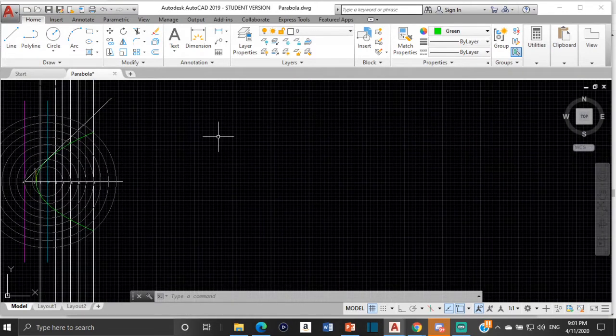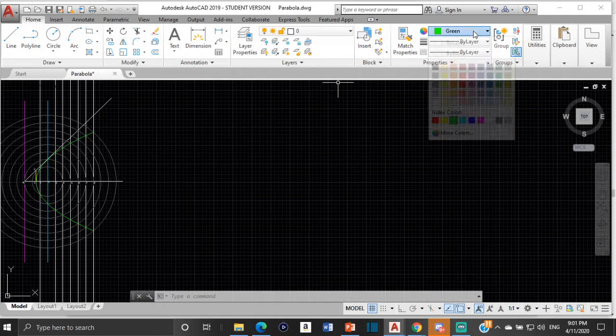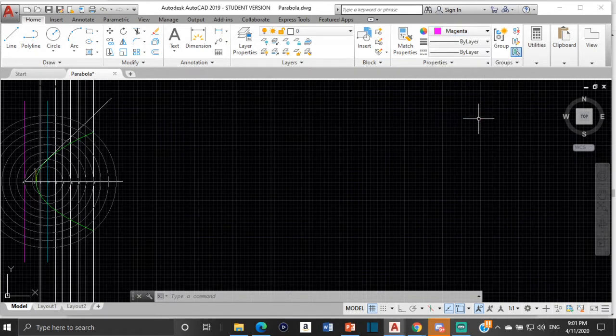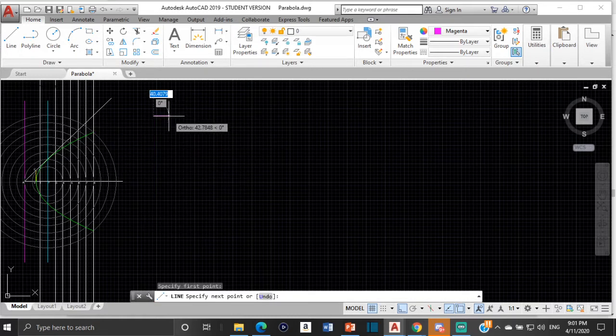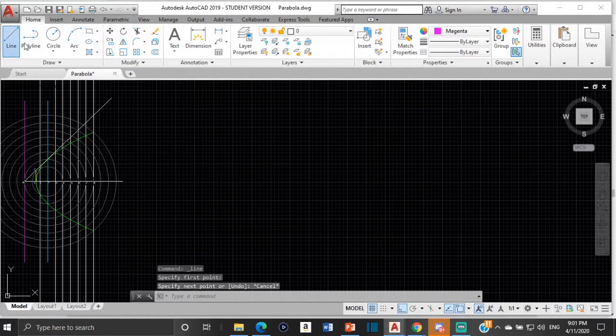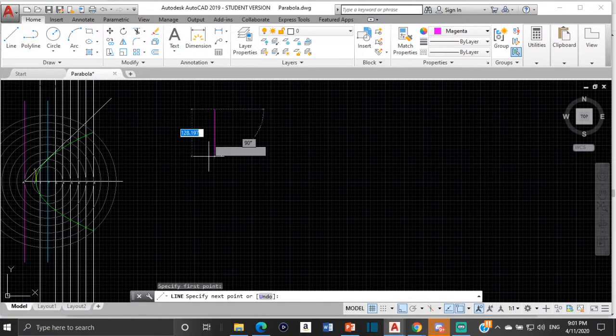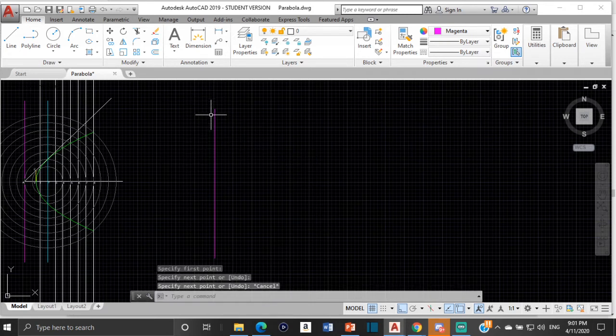Alright, so we're going to start with the directrix, and the directrix is just a vertical line. No specific length. So let me turn on ortho since I'm drawing a vertical line. I'm going to draw a line, let's say from here. Let me start over a little bit further. Let me draw a line from here. And that's my directrix. This line here is my directrix.